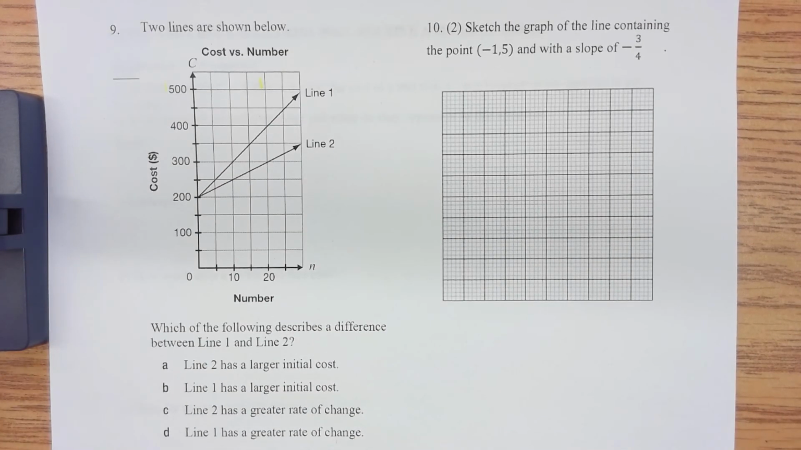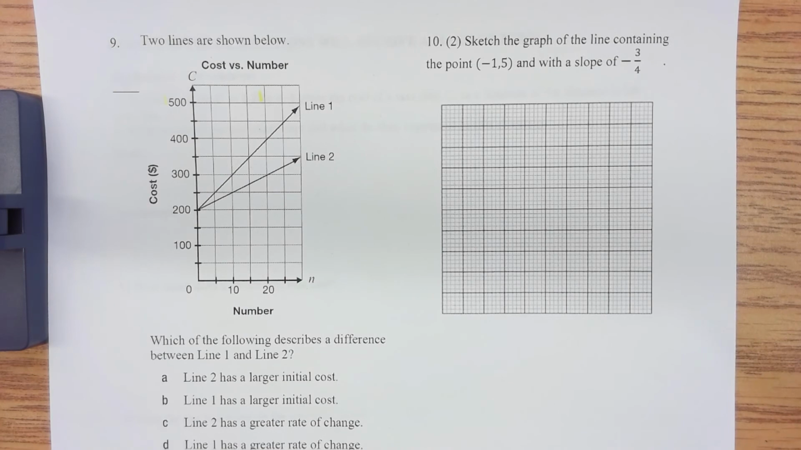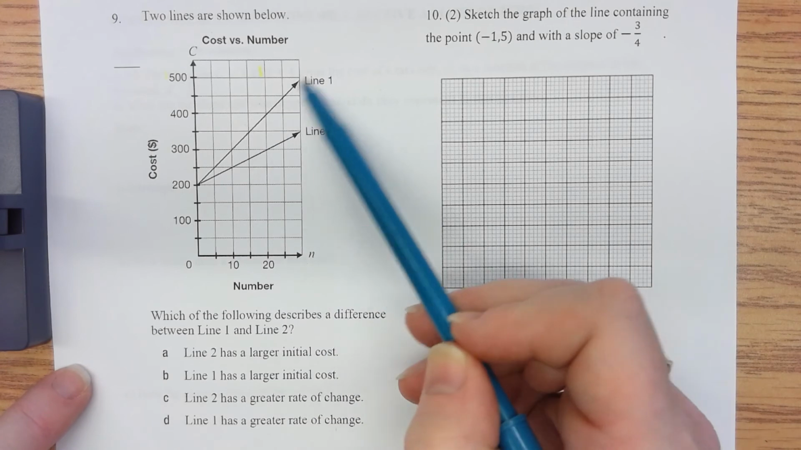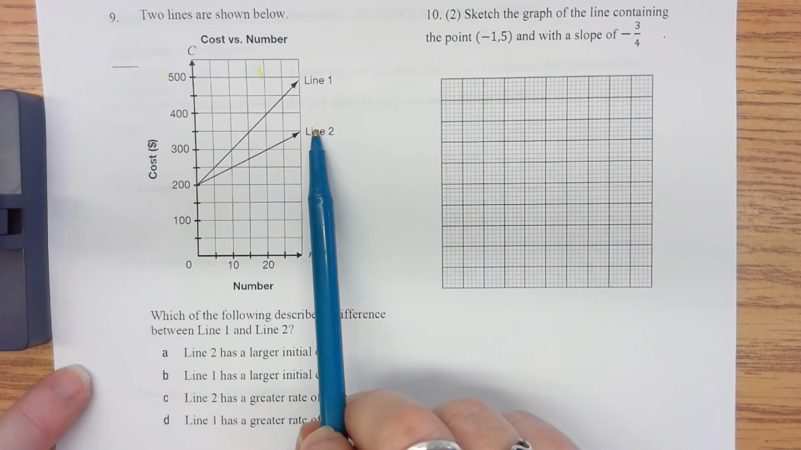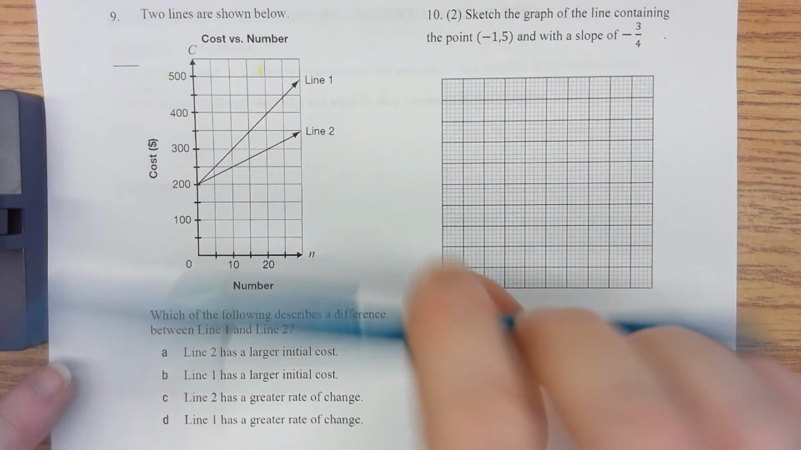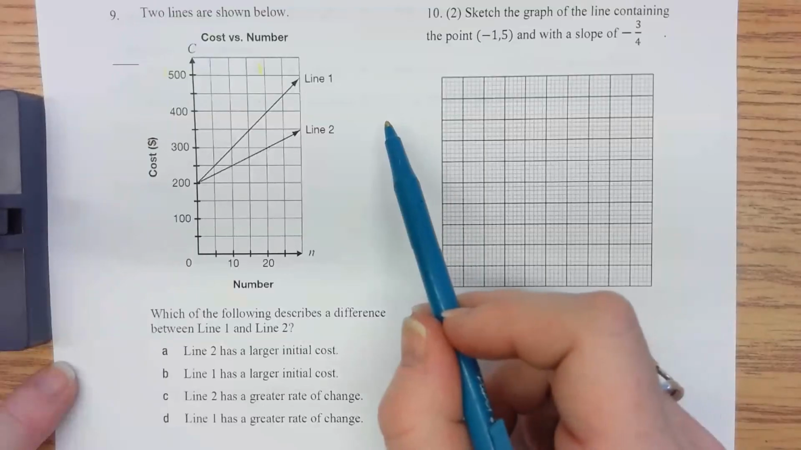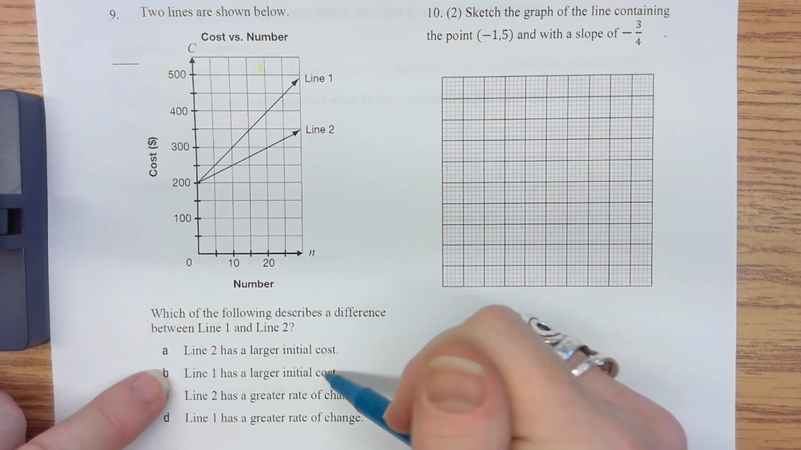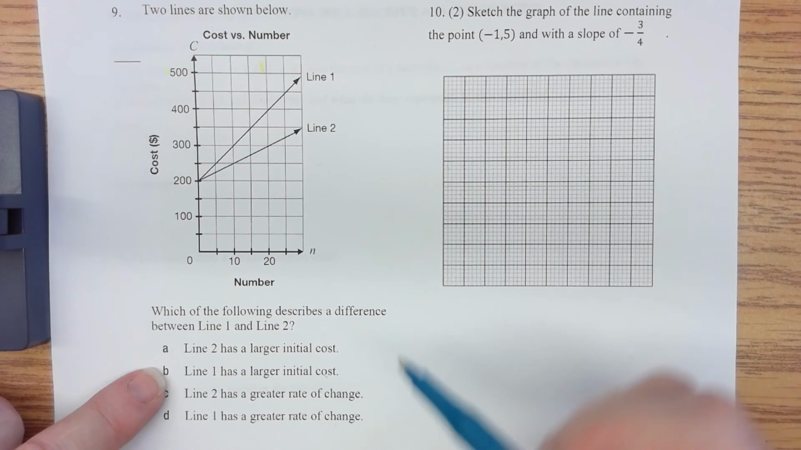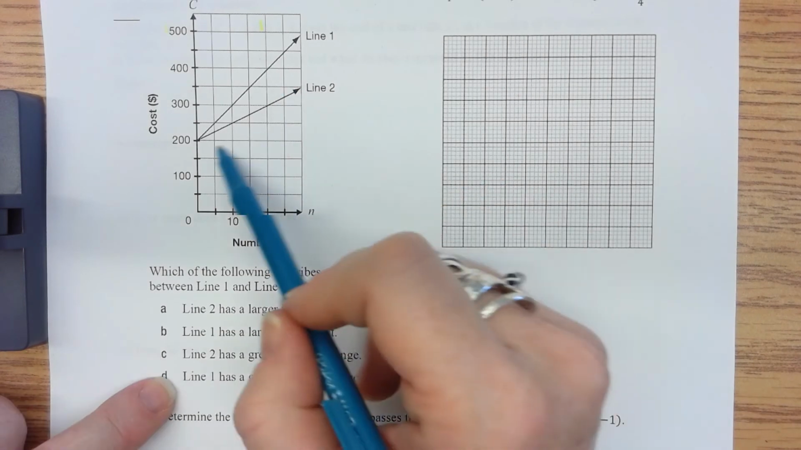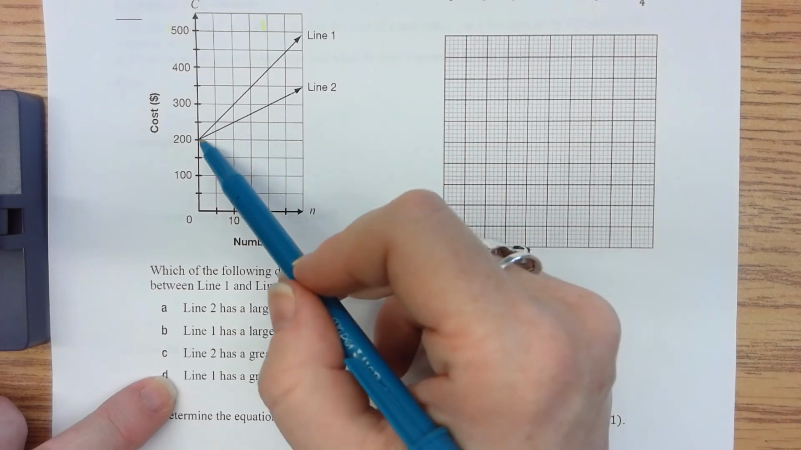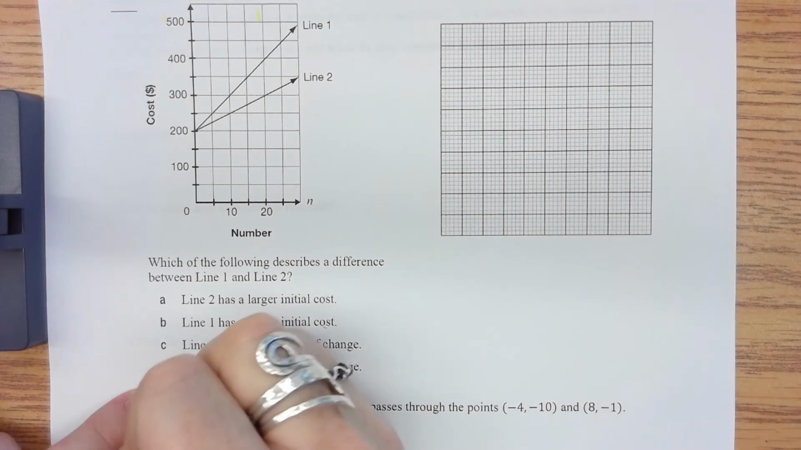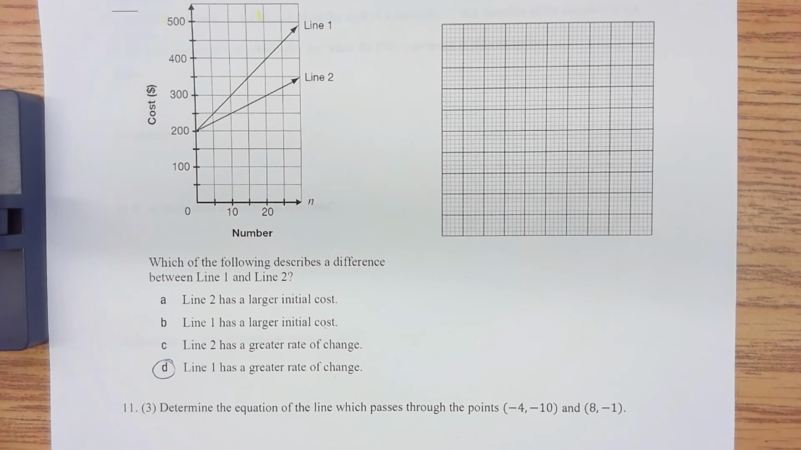Number 9. Two lines are shown below. Which of the following describes a difference between line 1 and line 2? So they both have the same y-intercept, but we know that line 1 is steeper than line 2. So in this case, we know that they both have the same initial cost, so A and B will not work. And we know that line 1 is steeper, and so we know that if it's steeper, it has to have a greater rate of change. So line 1 has a greater rate of change.